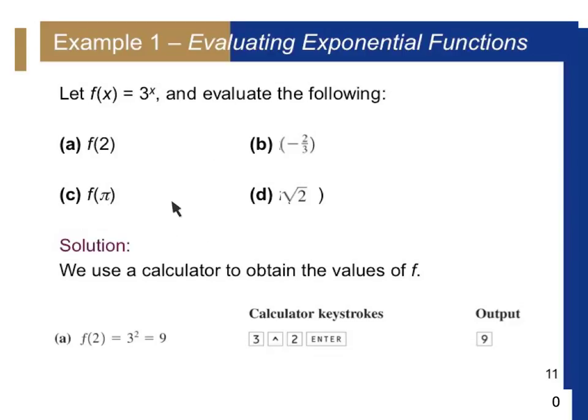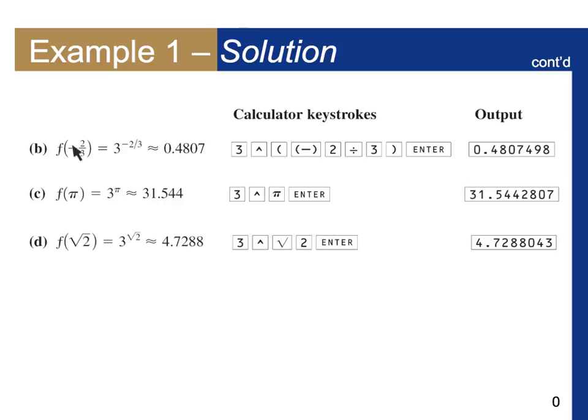Let's look at some other ones. So f of -2/3 would be 3 to the -2/3, which is 1 over 3 to the +2/3. Using a calculator, we can enter 3 to the power of parentheses, minus 2 divided by 3, enter, and we would get 0.4807. Okay. 3 to the pi power is about 31.544. 3 to the square root of 2 power is approximately 4.7288.